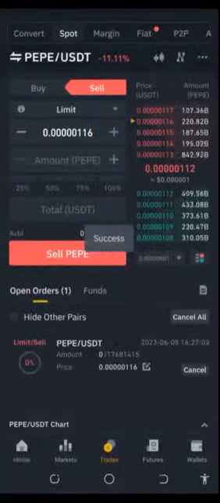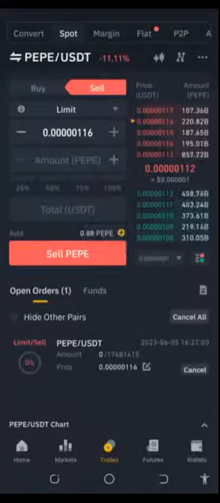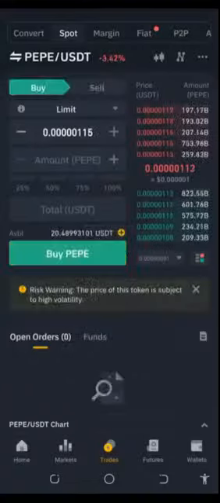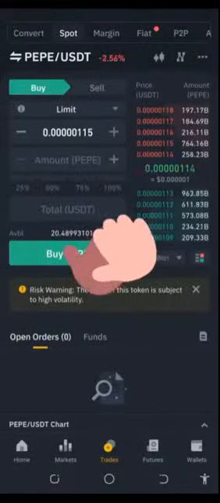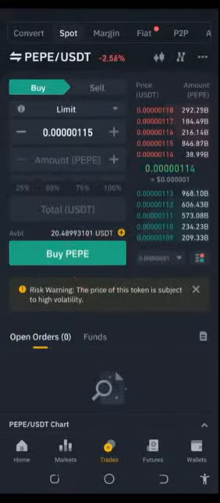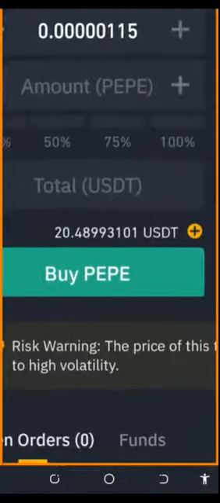Okay, currently it's in the queue. I'll be back to give you the results shortly. All right, I'm back. And guess what? Pepe USDT has already sold. And see what we've got. We've got 20.4899. And you can guess what that is.